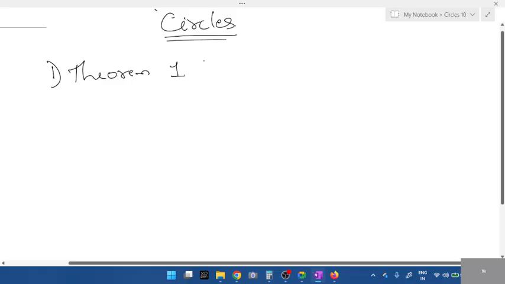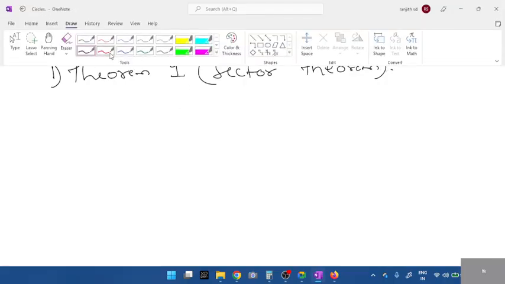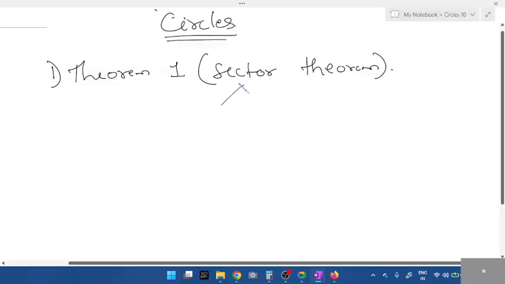So theorem 1, you can call this theorem the sector theorem. Remember it as sector theorem. So what is sector? Tell me what is sector, student. Sector is made up of what? Yeah, two radius and one arc, right? Okay, sector and segment.